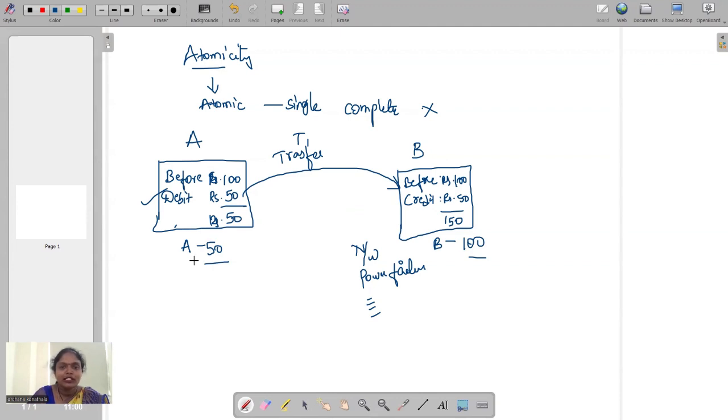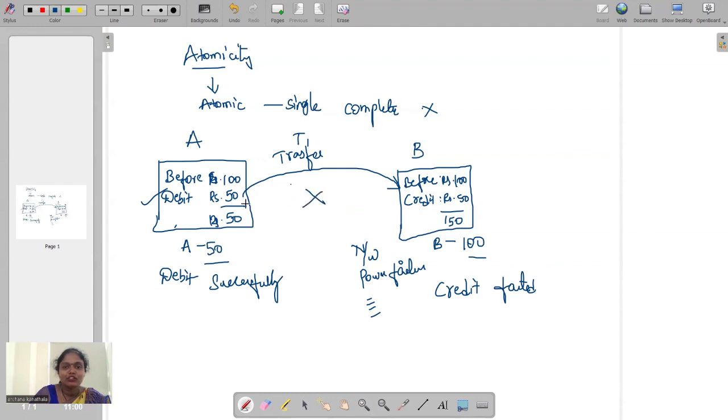So this is what is called: debit is successfully done whereas crediting failed. The credit operation has failed. So now this kind of transaction should not be accepted. So this operation failed.